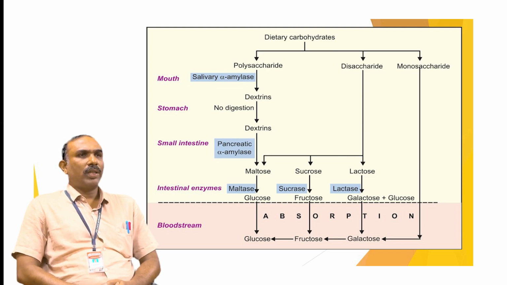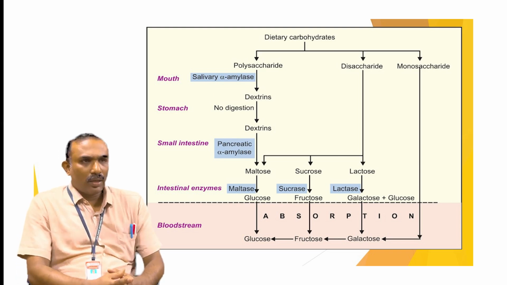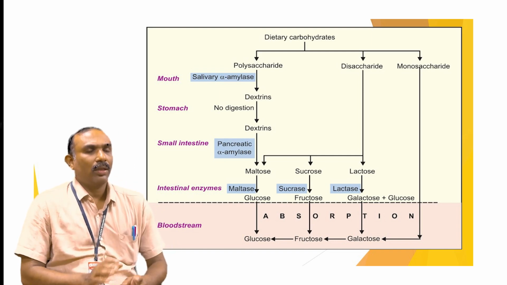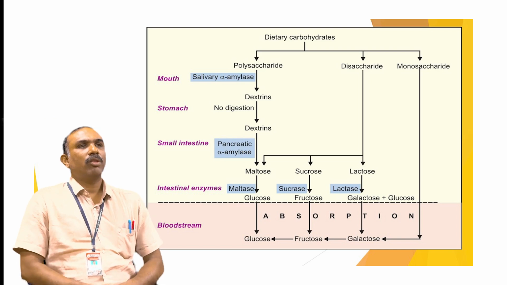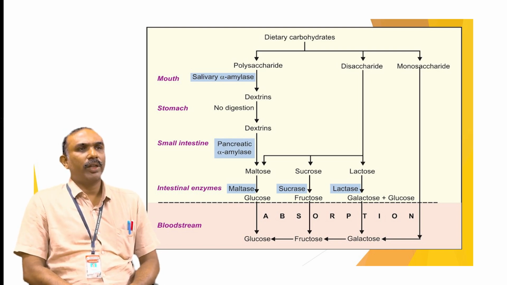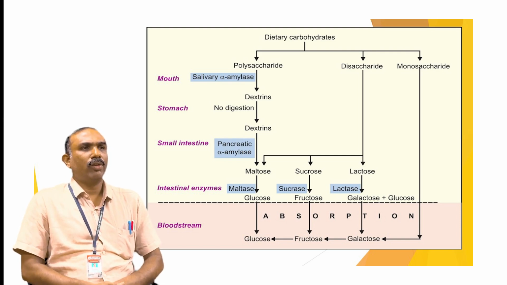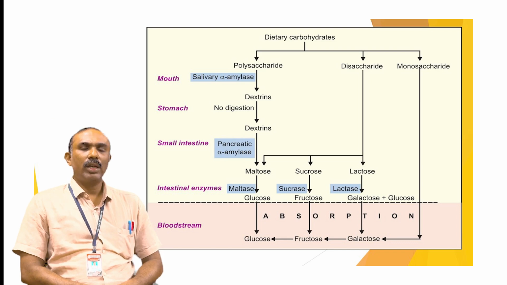Polysaccharides include dextrin. In the mouth, these polysaccharides are cleaved by the salivary amylase and converted into dextrin. This dextrin enters the stomach, where there is no digestion. Then the dextrin enters the small intestine.